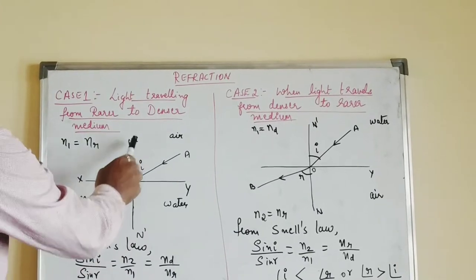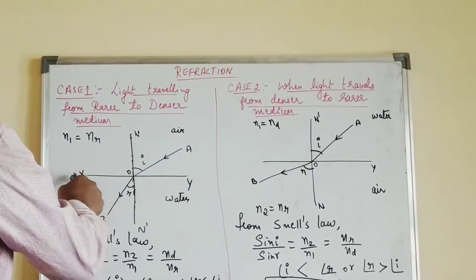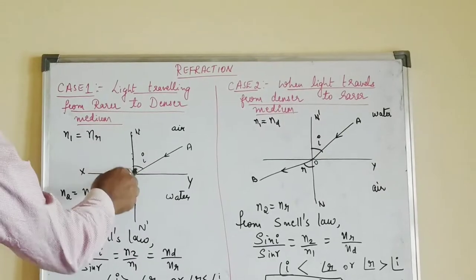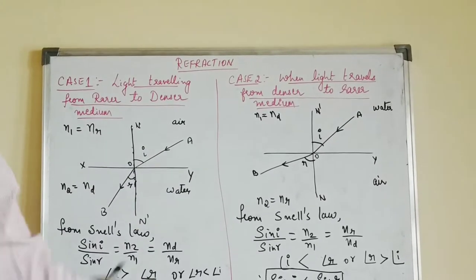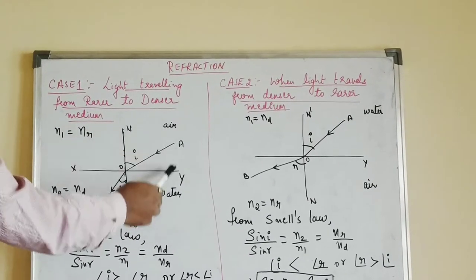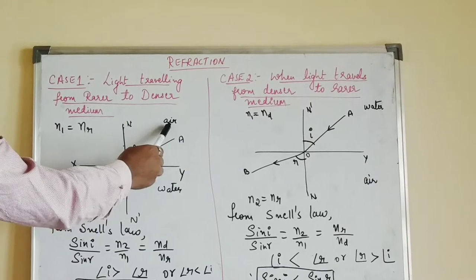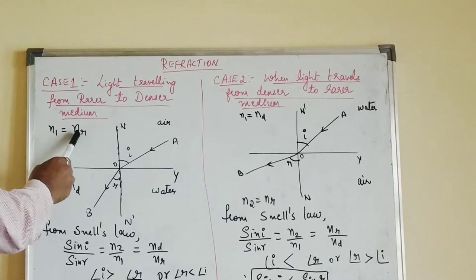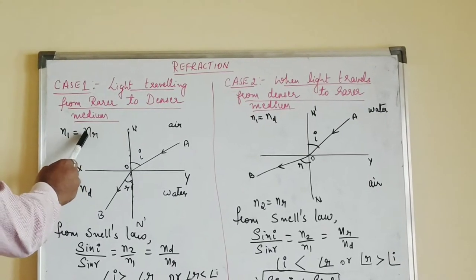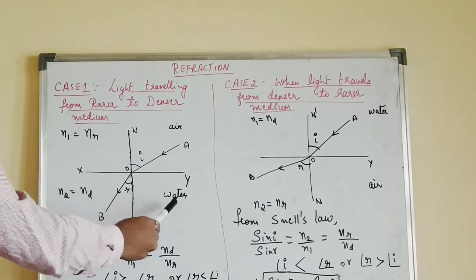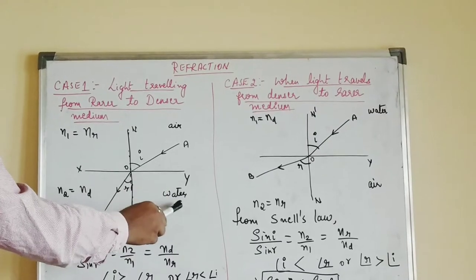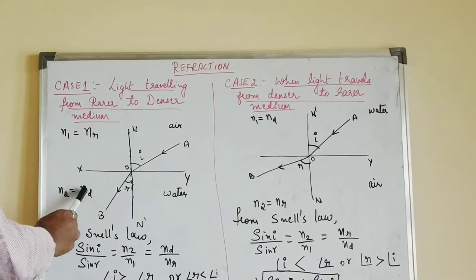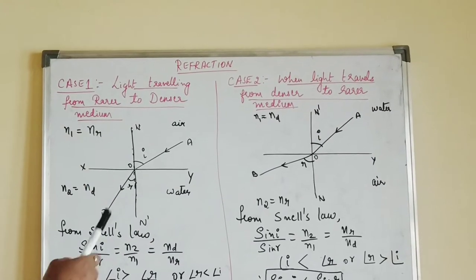Now, see here, XY is the boundary of separation, the interface, and NN' is the normal. Here, air is there and water is there. Air is the rarer medium, and its refractive index is n1, which is equal to nr, since the first medium is the rarer medium. The second medium is water, which is the denser medium, that's why n2 is equal to nd. n means refractive index.